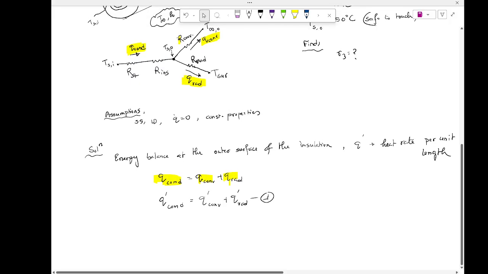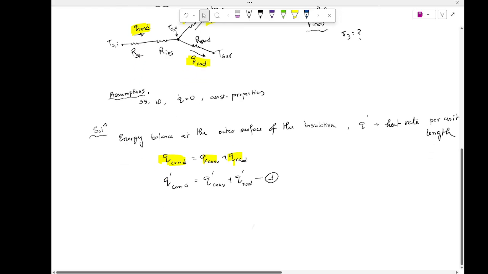Okay. What is the difference between Q single prime and Q double prime? Anybody remember? Heat flux. Q double prime is heat flux. Then Q single prime is what? Per unit length, right? Heat rate per unit length. All right, so now let's focus on that.